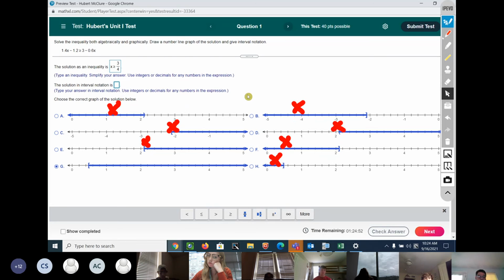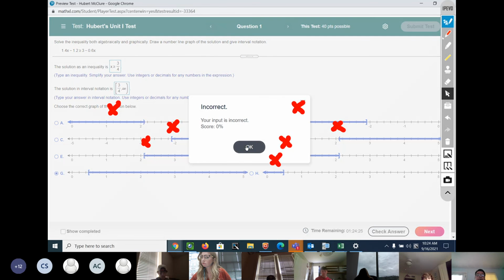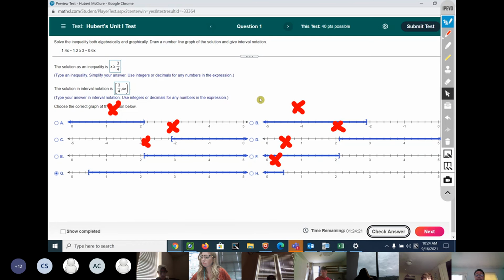Interval notation is bracket 3/4, comma, infinity, parenthesis. Oh, heck. I messed up. Hold on. 3/4, comma, infinity, and parenthesis. That should be the correct answer. Ooh, your input is incorrect. I got a 0. I must have done something wrong.